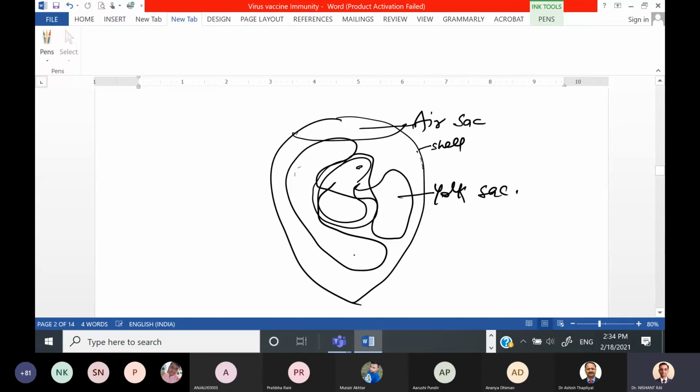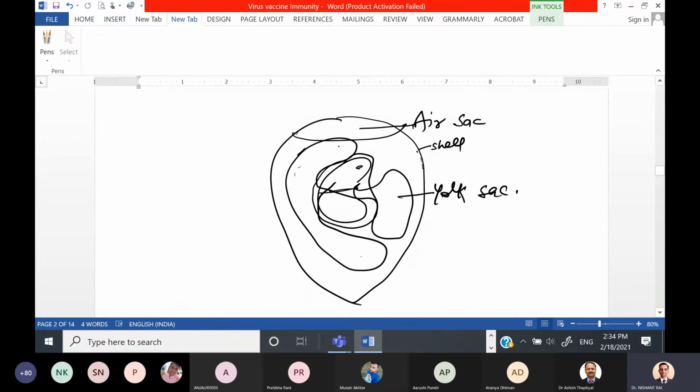This is the chorioallantoic membrane, this part, and this is the chorioallantoic cavity. It actually contains the discarded part of the embryo. It is connected, right? And this embryo is covered by a cushion. Now, what we'll do, we'll identify the specific site for inoculation of virus. So I'm not going into detail.